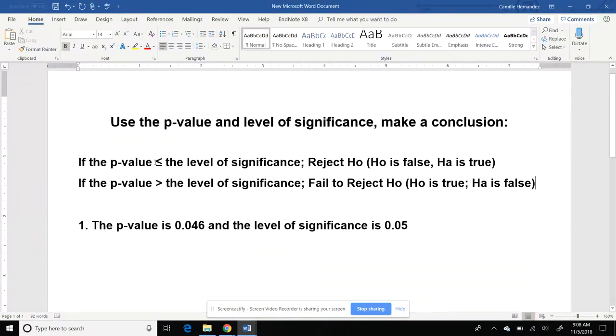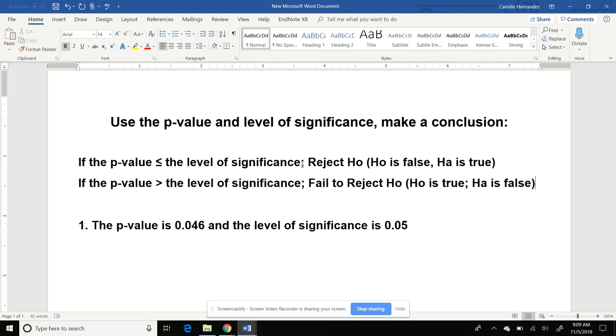If the p-value is less than or equal to the level of significance, and remember that's the little fish, it could be as a percentage, it could be as a decimal, you just need to make it a decimal. And most of the time you'll see these as 0.01, 0.05, or 0.10. So if it's less than or equal to the level of significance, you reject your null, which means the null is false and the alternative is true.